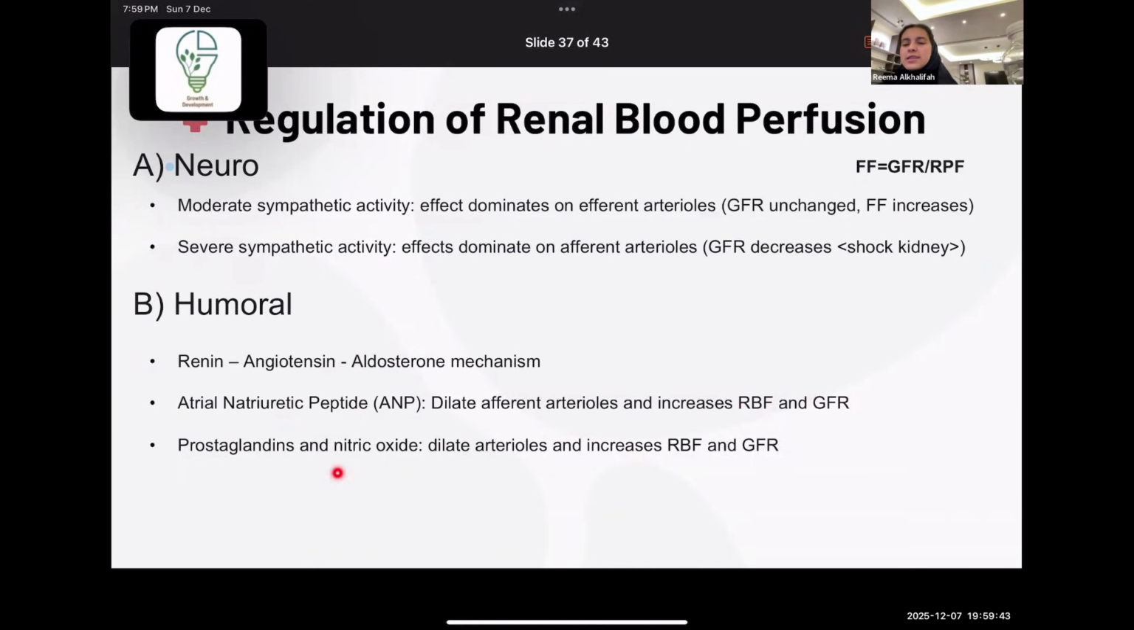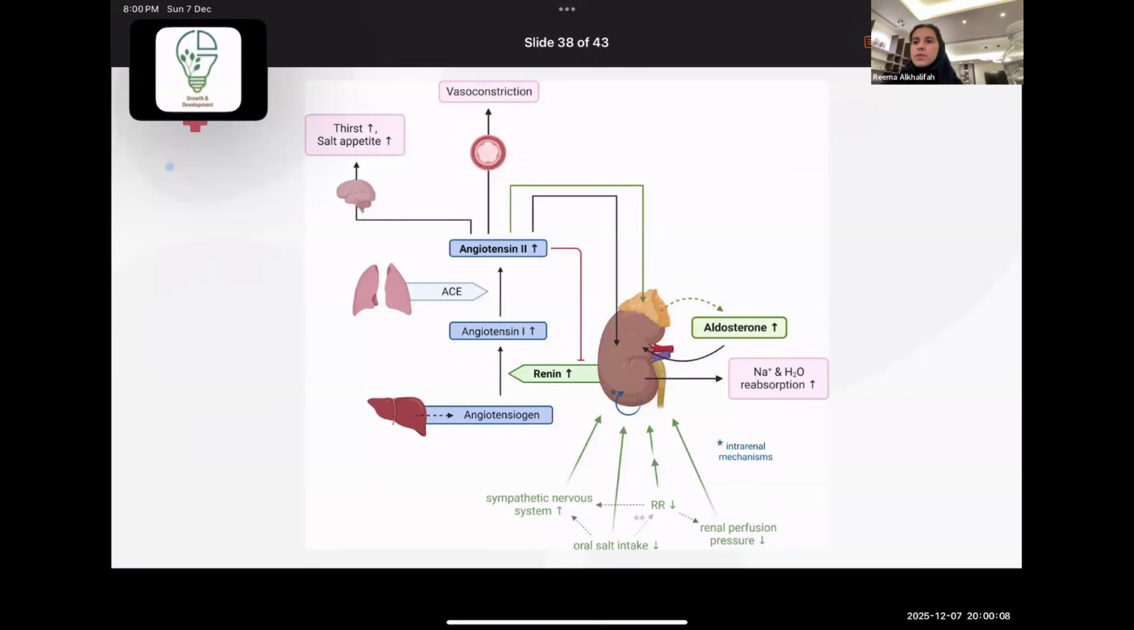And prostaglandins and nitric oxide help dilate arterioles, and that increases renal blood flow and GFR. Now, I previously mentioned prostaglandins help constrict arterioles. However, there are multiple types of prostaglandins. So there are those who vasoconstrict, there are those who vasodilate. So don't confuse yourself with that part. So now this is the renin, angiotensin, aldosterone pathway.